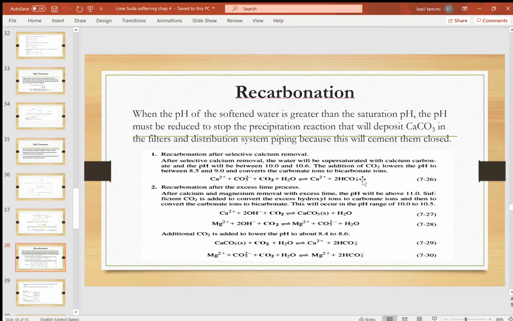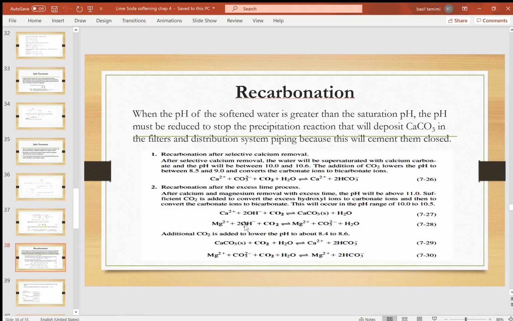In softening, we convert HCO3 minus to CO3 minus 2. In this case, when we add carbon dioxide, it's the other way around. We are converting CO3 minus 2 to HCO3 minus. So the HCO3 minus would not react with calcium to form CaCO3. In this way, we stop the deposition or precipitation of calcium carbonate, and we can overcome the problem of clogging.